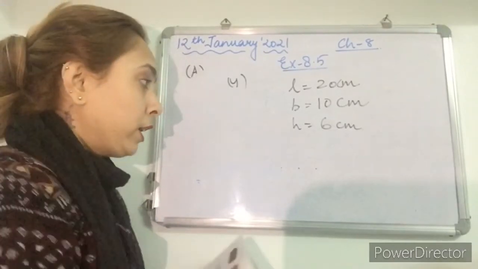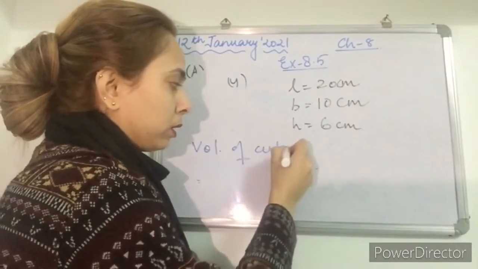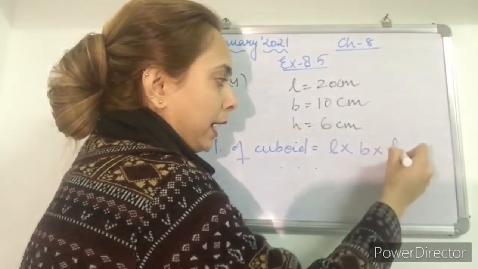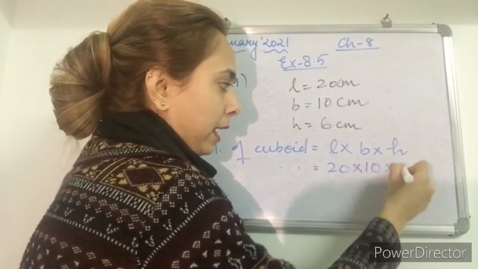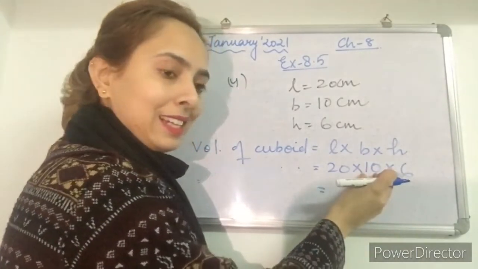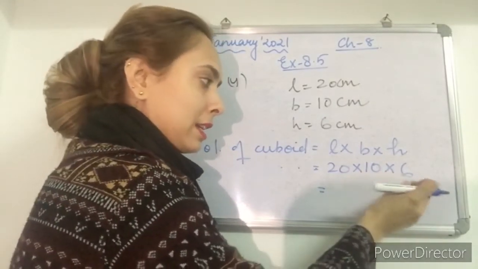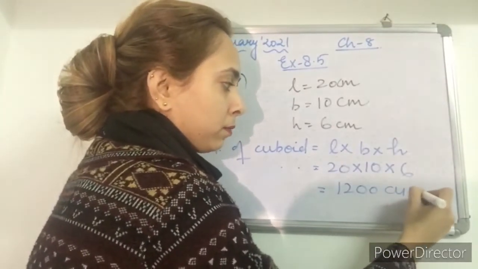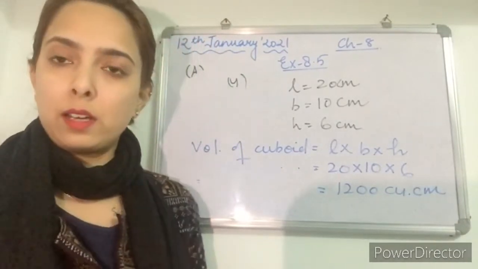So you will write in your notebook the formula by writing volume of cuboid, length into breadth into height. Length is 20, breadth is 10, and height is 6. 20 tens are 200, and 200 6s are 1200 cubic centimeters. So this is the final answer.